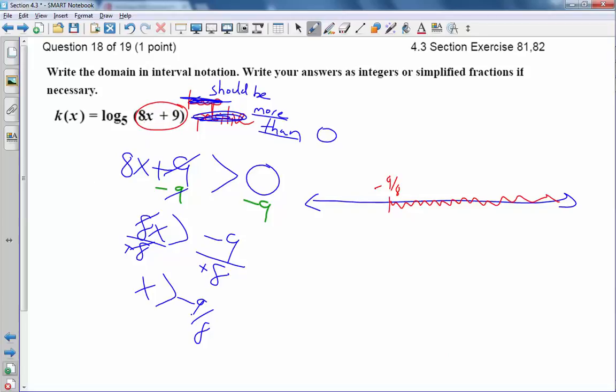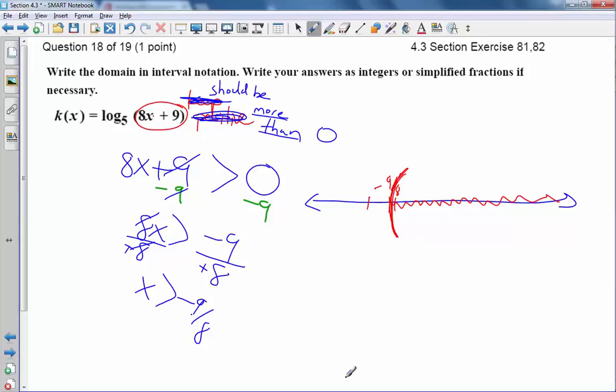8 times 0 plus 9 is positive. Plug in 10, you're good. How about minus 1? Is minus 1 going to work? Minus 1 is somewhere here. It should work. Plug in minus 1, 8 times minus 1 plus 9 is positive 1. It works. About minus 2? Minus 2 times 8 is too big, negative. So this is the cutoff, and we should not include that value.